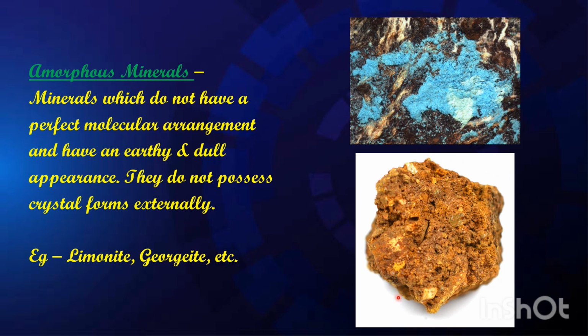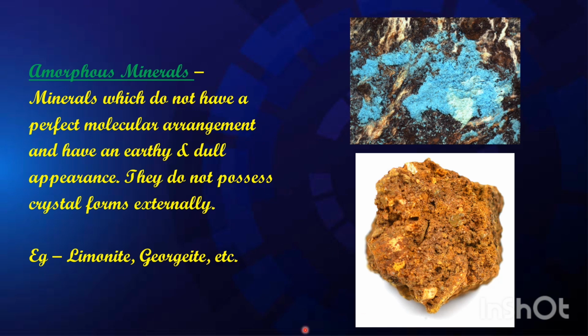So you can see in limonite, it does not have any perfect shape, no definite geometry, no face, no solid angle, no edge. It's also not hard, you can just scratch it with your nail and it will come off as powder. It does not have any luster or shine, it's just dull and earthy. So when you see these properties, you can say that this is an amorphous mineral.